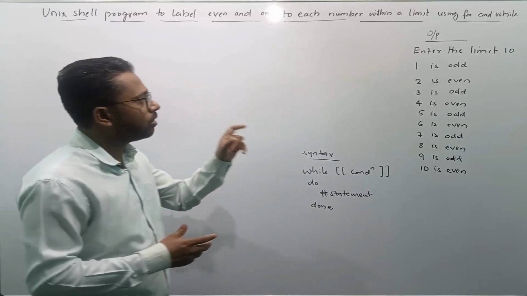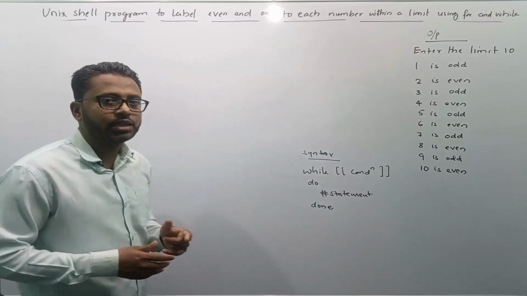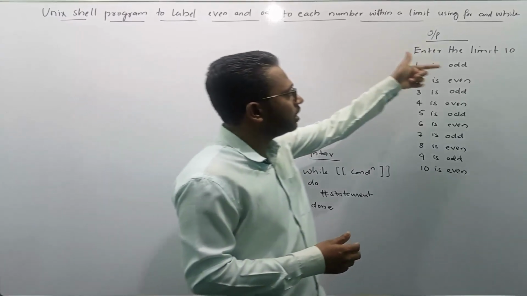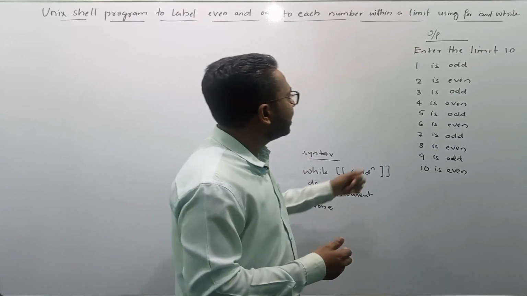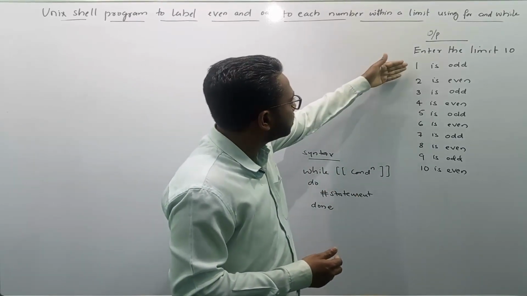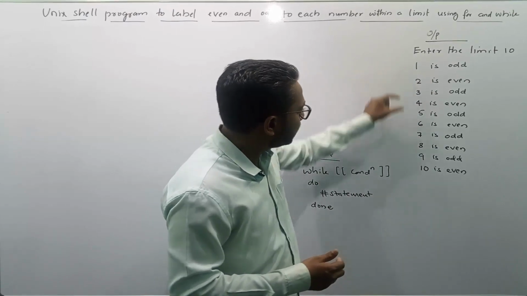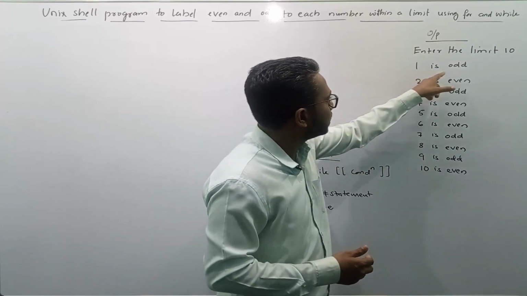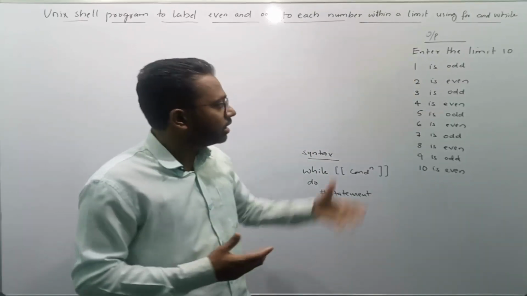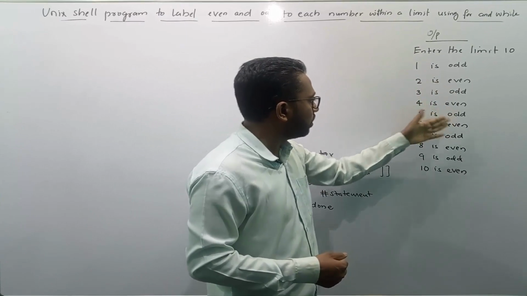As you can see, I have already written down the output of this program. When this program gets executed, it will ask the user to enter the limit. Then the user will enter a number, let us say 10. Then it will display all the numbers starting from 1 till that limit 10, and with each number it displays whether that number is odd or even. 1 is odd, 2 is even, 3 is odd, 4 is even, like that.